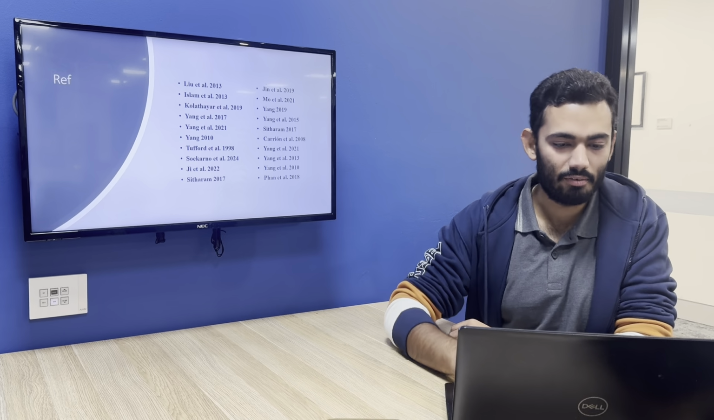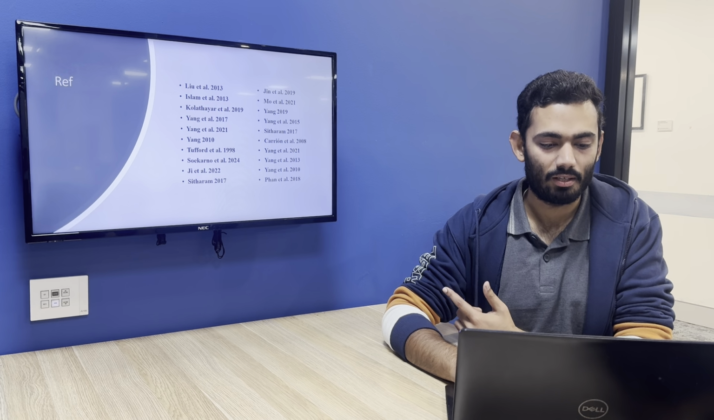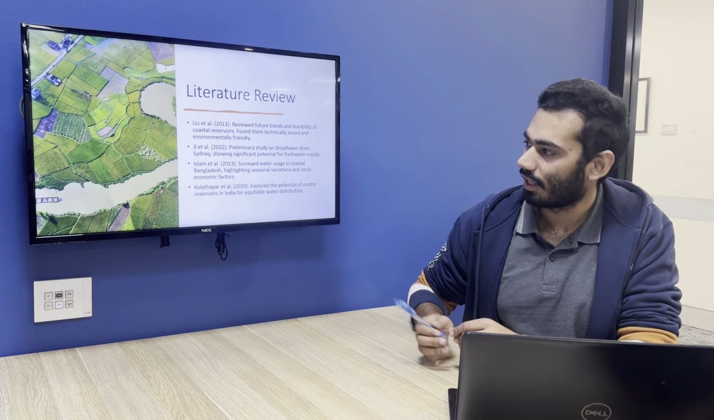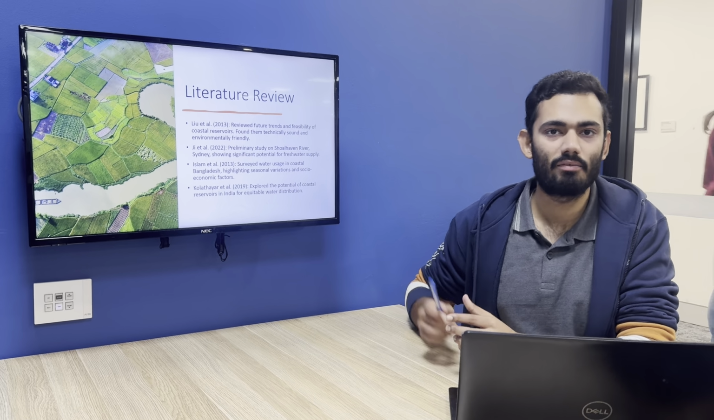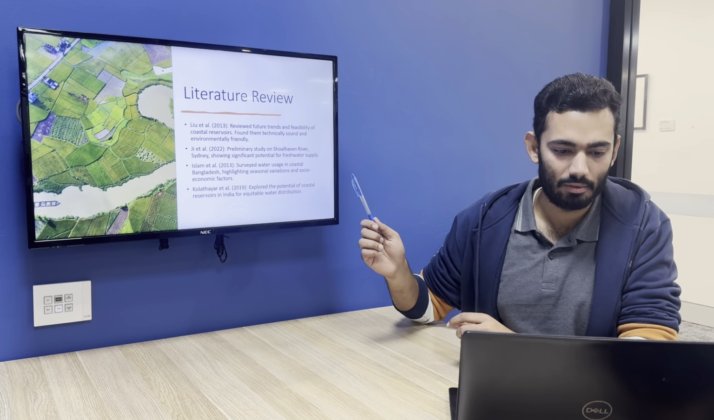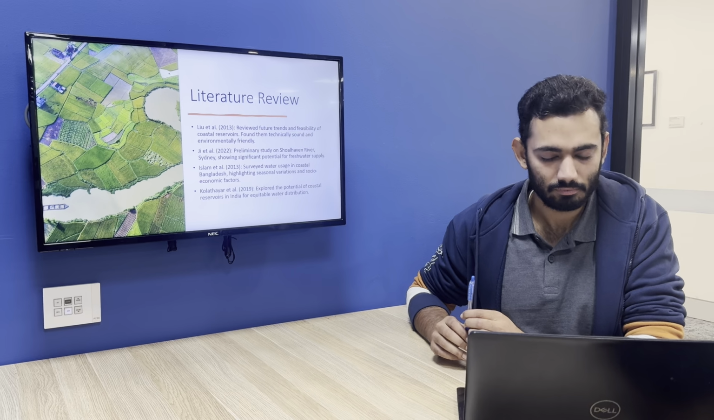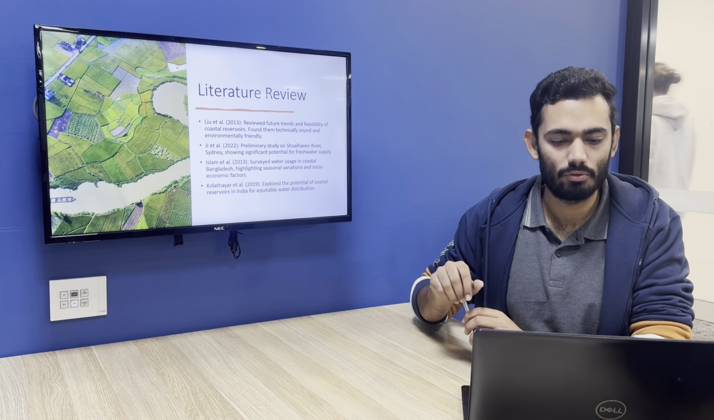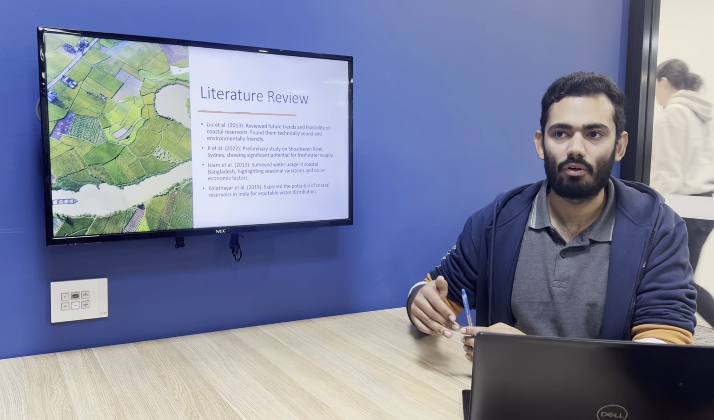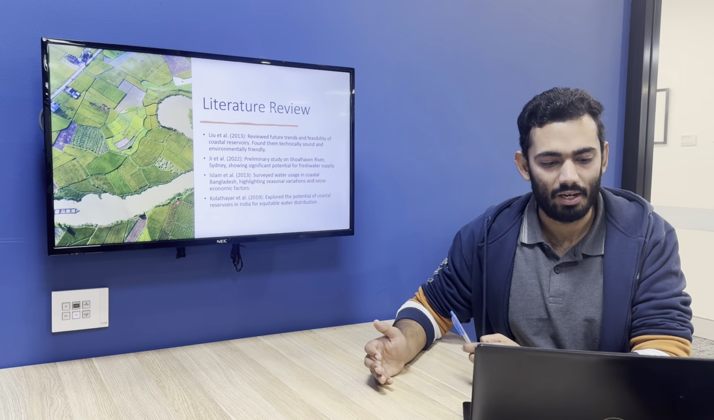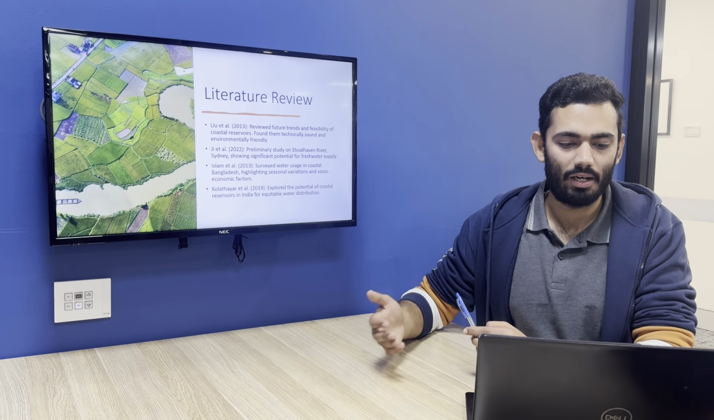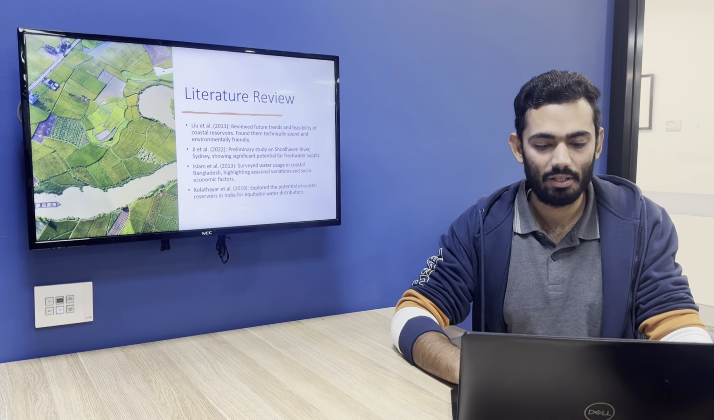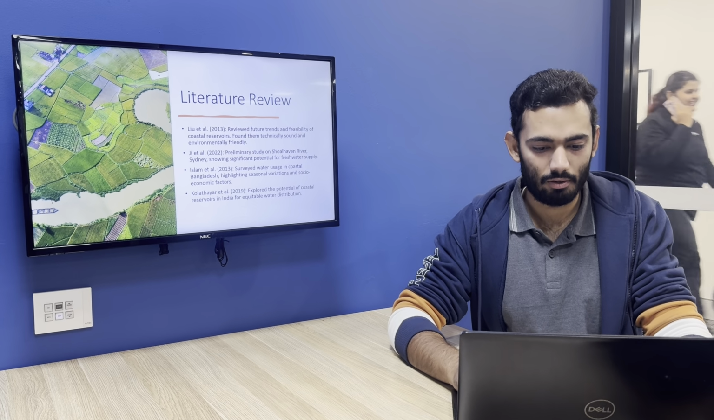So these are all the references that I have used in my literature review, and these are some of the major papers from my literature that I have discussed: Liu et al., G et al., Islam, and Kulatre. All of them show that coastal reservoirs are important, and they have a future, and they should be used. They are technically good and environmentally friendly. They are good for fresh water supply, and they can be used in various seasons.